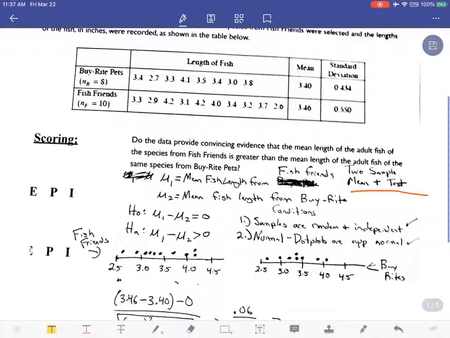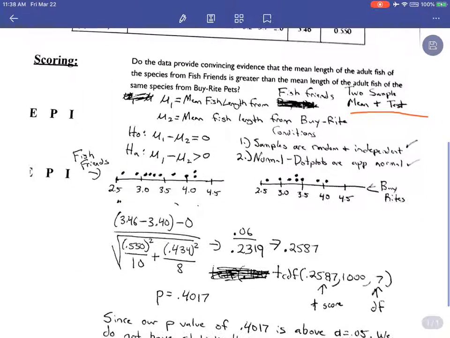Remember, as we're analyzing these dot plots, we're looking for very strong outliers or very strong skewness. We don't see either of those, so we're going to say both the samples are approximately normal, so that checks out. So that's part 2, our conditions check out. So we can go on to calculate our z-score.